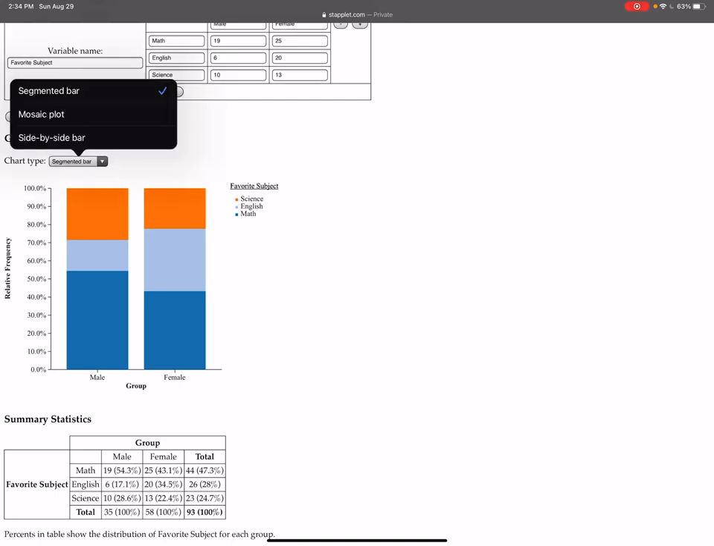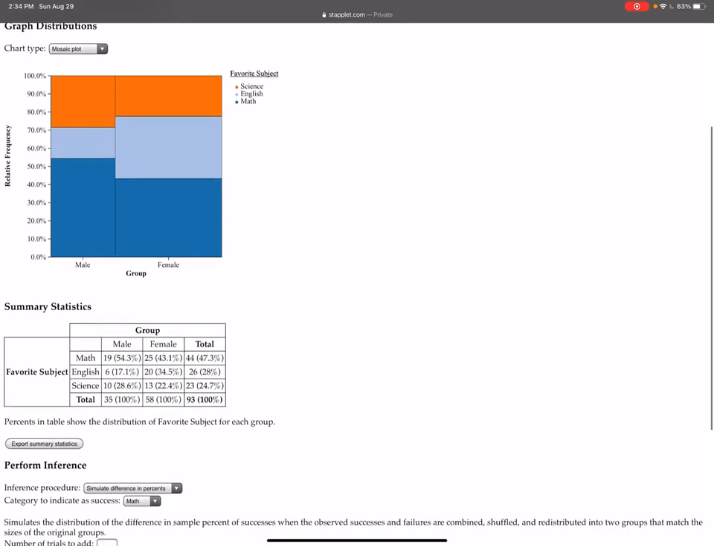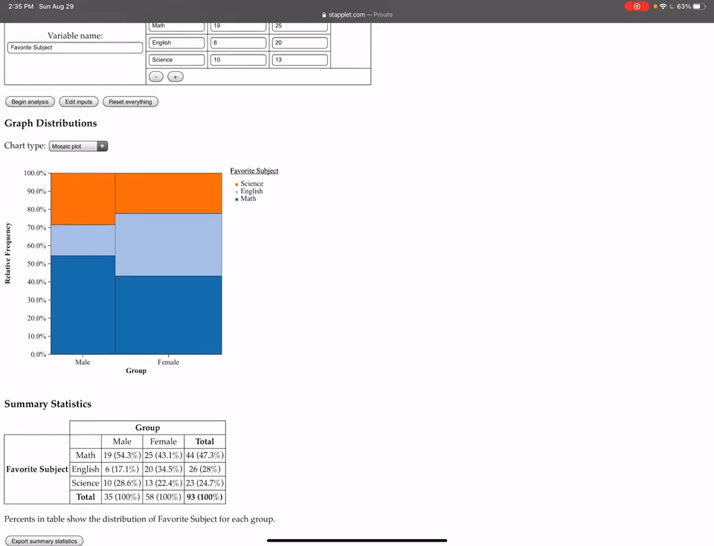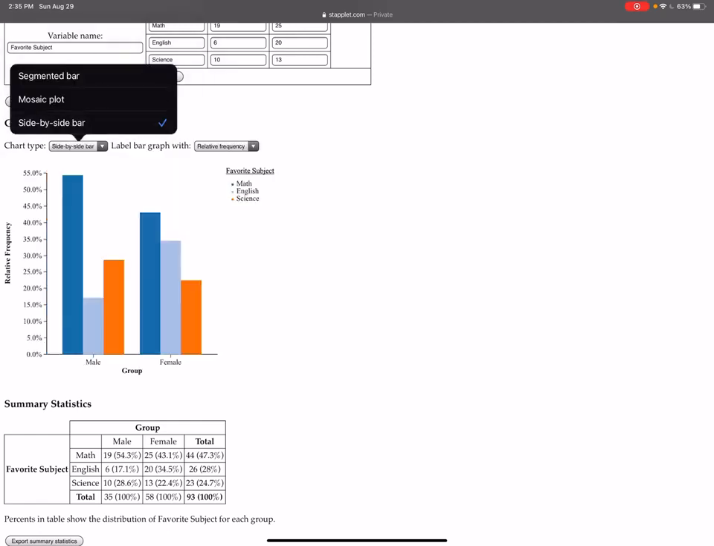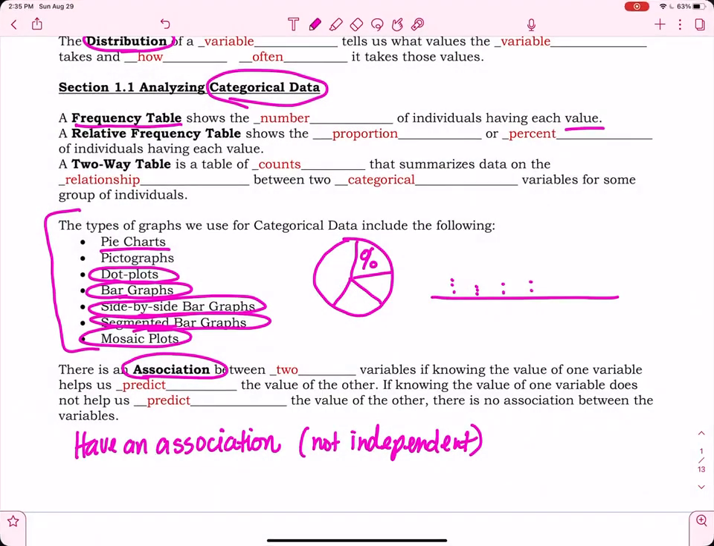Okay, so now let's look at a mosaic plot. As you can see, the female portion is much wider than the male portion. And if you'll notice down here in the summary statistics, there are 58 females and 35 males. So a mosaic plot gives you a nice picture of what's happening in relation to how many people you have in each group. So that's really nice. And then, of course, we have a side-by-side bar graph. A side-by-side bar graph just means I've got two separate bar graphs here, one for the males and one for the females. So hopefully that gives you an idea of what your categorical graphs would look like.